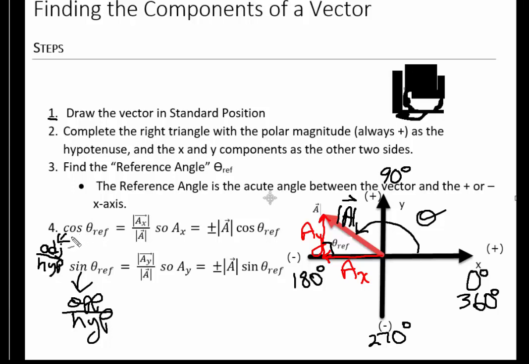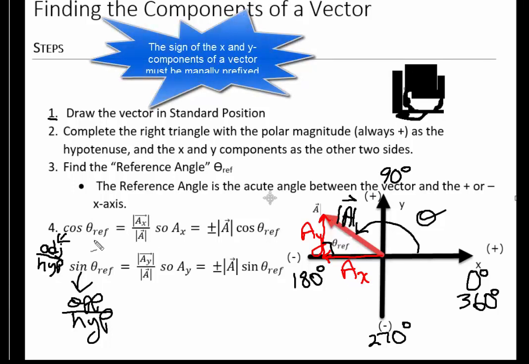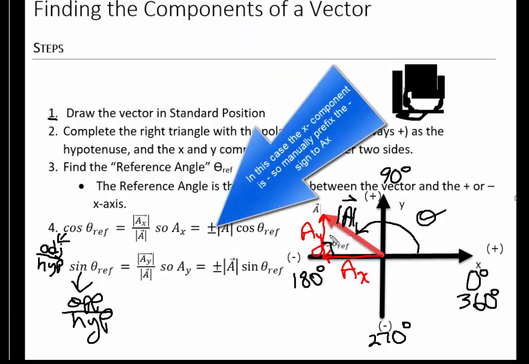Since the cosine of an angle is the adjacent side over the hypotenuse, we use cosine of theta ref equals a sub x over the hypotenuse, which is the polar magnitude. Solving for a sub x, we get plus or minus, where that must be manually prefixed, plus or minus polar magnitude of the vector times the cosine of theta ref. In this particular case, we have a second quadrant vector, which means the x component is out the negative x-axis.